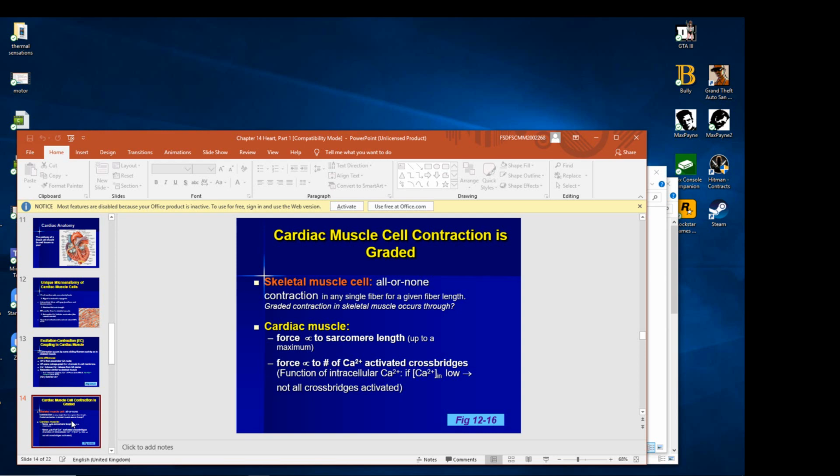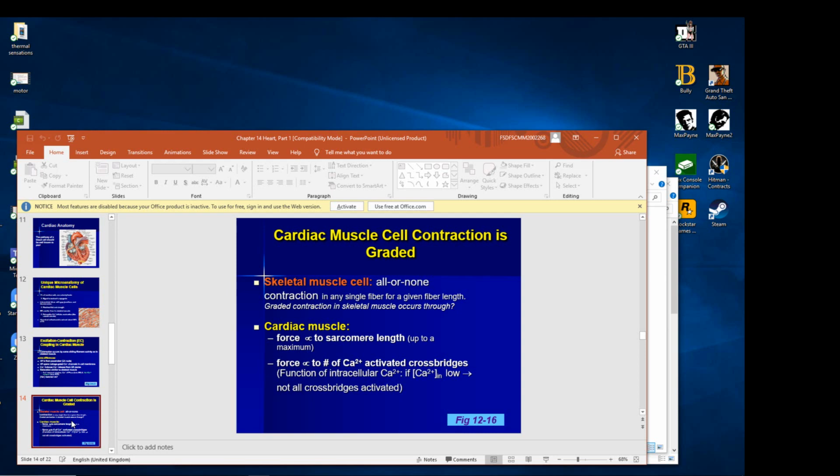Now cardiac muscle cell contraction is graded, right? We should be knowing that it is a graded contraction. In the skeletal muscle cell, as we all know, there is the all or none law, that either it is going to contract or it is not going to contract. The contraction in any single fiber for a given fiber length, the graded contraction occurs.